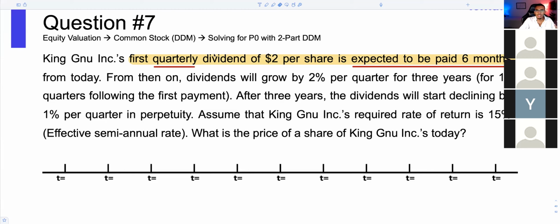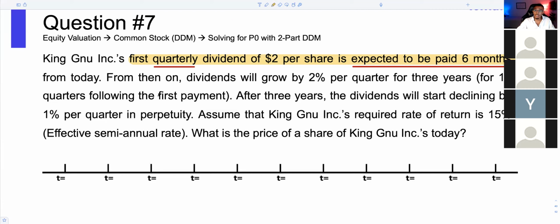But honestly, it boils down to the same thing, because all that we're doing is the same process, but we're just going to use quarters instead. Instead of using years, we're just going to look at quarters. It boils down to being the same thing. Okay, let's continue to read the question.